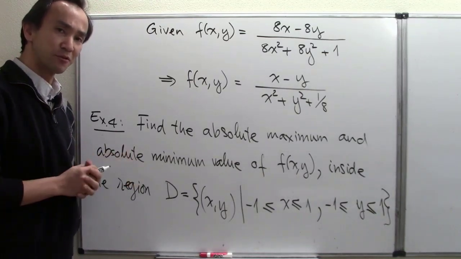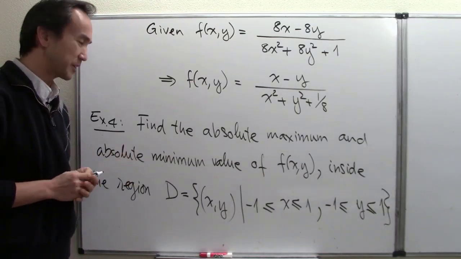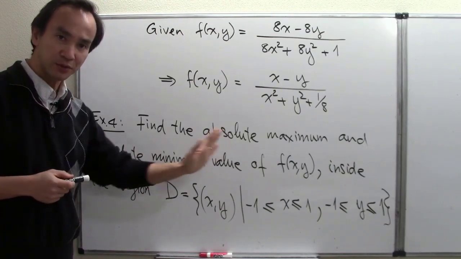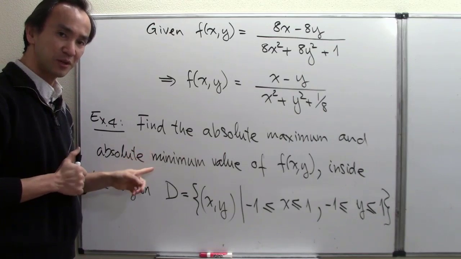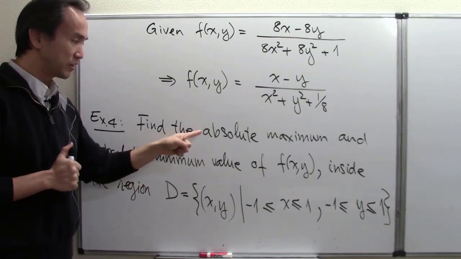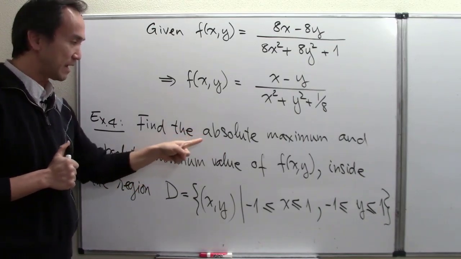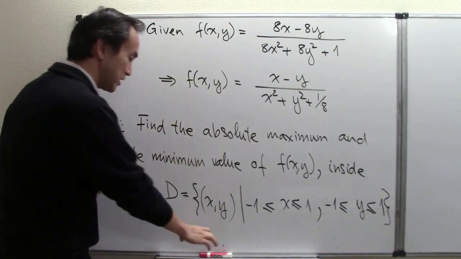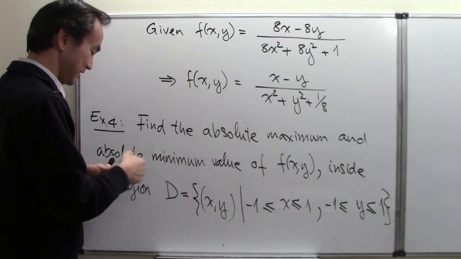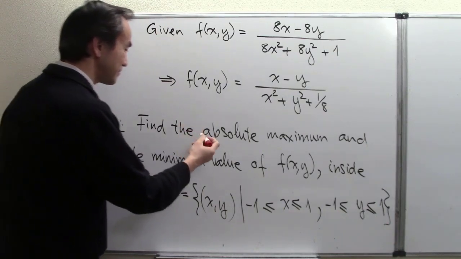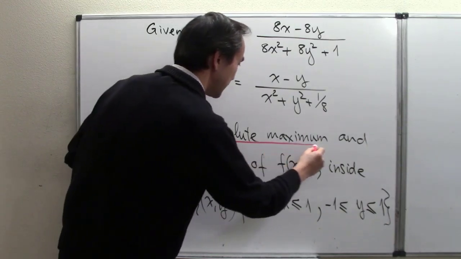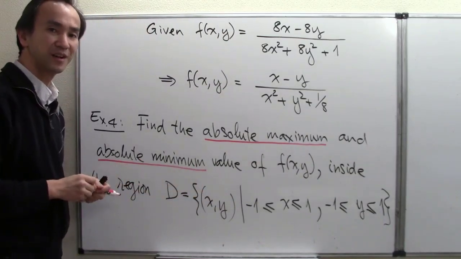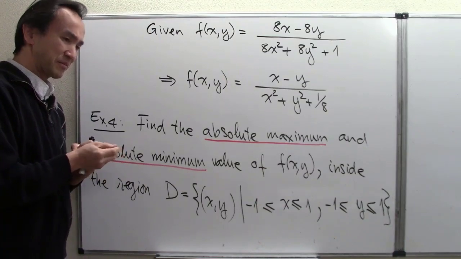So this is our problem number 4 that I would like to introduce right here. And of course, as we progress through this problem, we will have a definition of what is meant by the absolute maximum and absolute minimum. So the terms to be highlighted here are the absolute maximum and the absolute minimum value of the function.